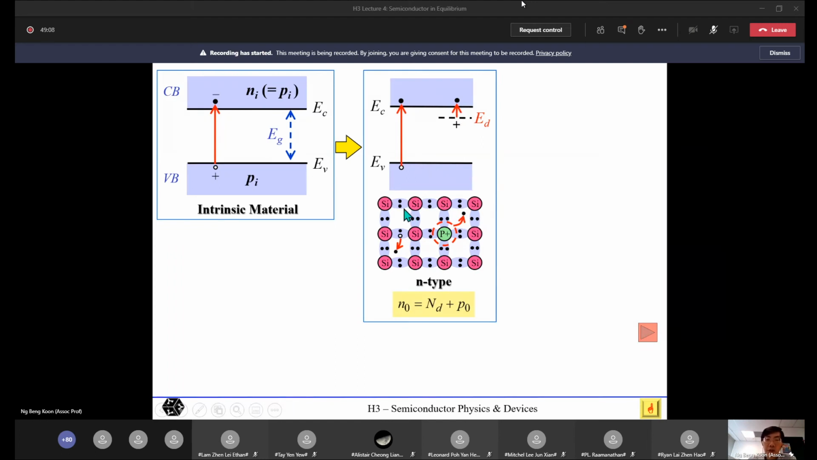So if you put a sufficiently large number of phosphorus atoms in the crystal, then you can basically control the number of free electrons you have in the semiconductor. In this case, you will expect more electrons than holes. We call this an N-type semiconductor, where the electrons are the majority carriers and the holes are the minority carriers. We can write down this equation here, n0 equals ND plus p0, which is called the charge neutrality equation, to describe the relation between the concentration of electrons and the concentration of holes in this semiconductor.